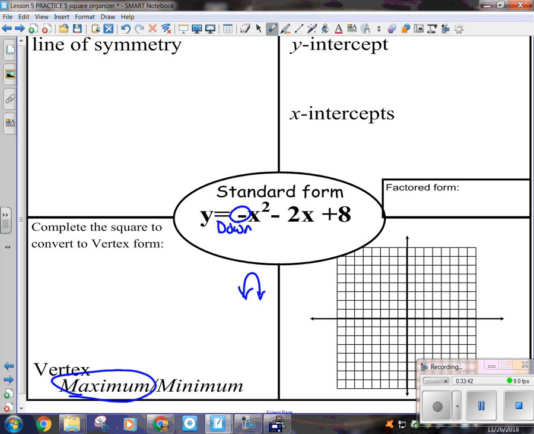Anybody know anything else just like that? Y-intercept is 8. So it's 0 for x, and the y is 8. Over 0, up 1, 2, 3, 4, 5, 6, 7, 8.